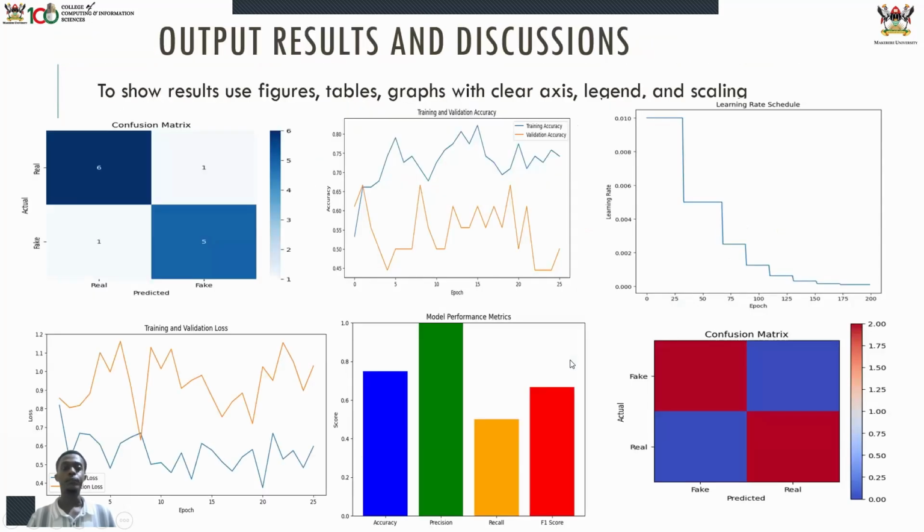So next, these are some of the results that we got after training the models on our data set. As you can clearly see, this was for the vision transformer that classified 6 real images as real, then misclassified 1 real as fake, then misclassified 1 fake as real, and then 5 fake as fake.